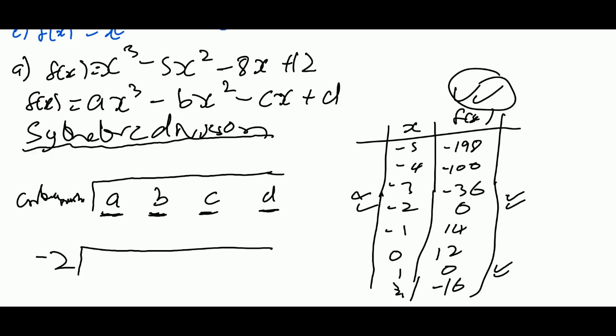What is our a? Our a is 1. What is our b? Our b is -5. Just leave spaces in between. And our c is -8. And our d is 12.